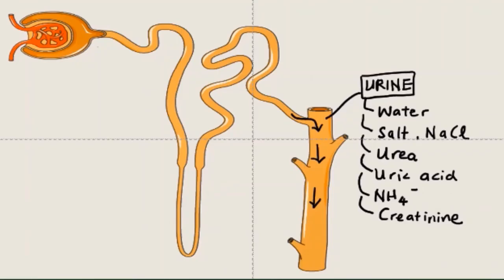In short, by adjusting how much substances to reabsorb and secrete, the kidney helps us to regulate the chemical composition in our blood.